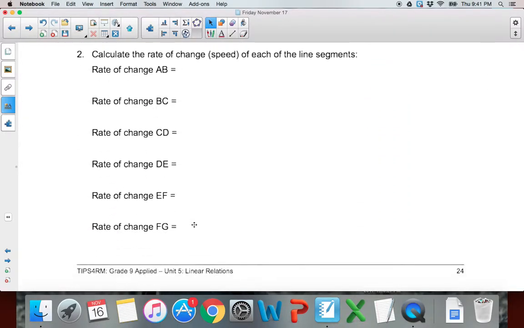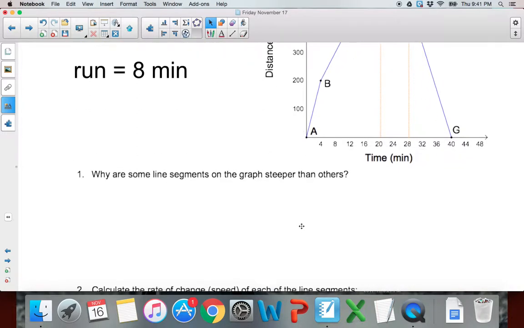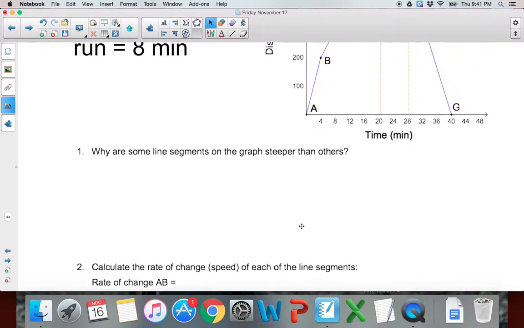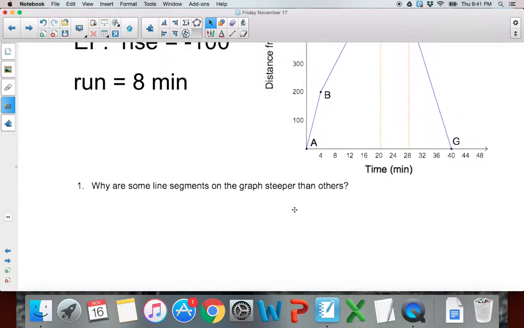You've got to do it for all those sections, but you should have lots of time. Get together with your partner, and you can make your own partners, and if you're not sure, Mr. Burgess will help you sort out the rest of the groups.